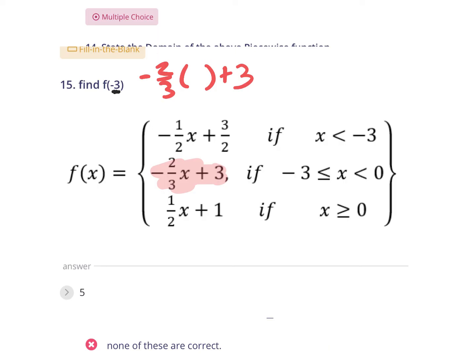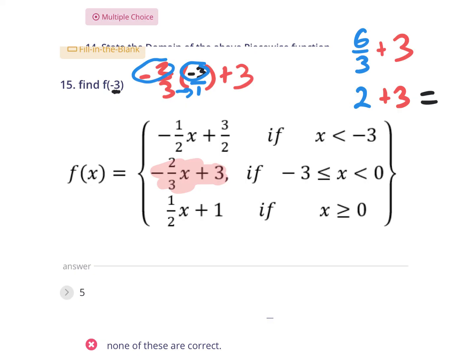in this negative 3. Now some people get confused in multiplying fractions times numbers. Hey, you could use a calculator, but it's not that bad. All you do is put it over 1, multiply the top with the top and the bottom with the bottom. So when I think negative 2 times negative 3, I will get a positive 6. When I multiply 3 times 1, I will get 3. So technically that becomes 6 over 3, and I still have the plus 3. All right, 6 over 3, 6 divided by 3 is 2, and 2 plus 3 is the answer 5.